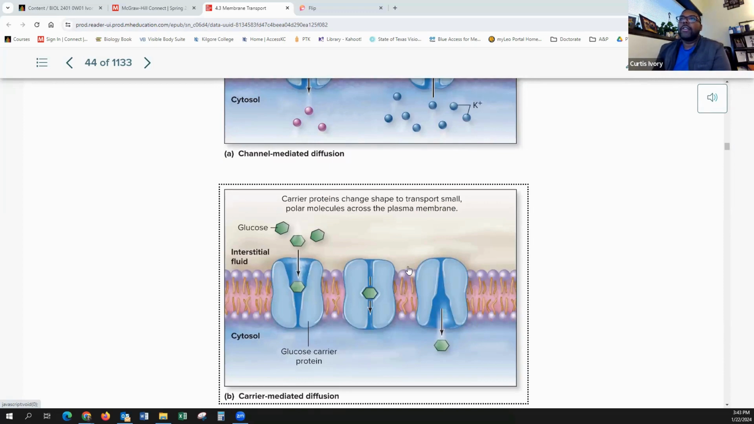Here we have what are called carrier proteins. Carrier proteins change shape to transport small polar molecules across the plasma membrane. Here we see glucose coming in. You have the glucose carrier protein, which allows glucose, which is a big molecule, because remember, this is a 6-carbon ring molecule, to pass through here and get into the cell. Sometimes with these carrier proteins, that's why you have to have insulin. Insulin is going to bind to these, which allows glucose to come into these carriers so it can come into the cell.